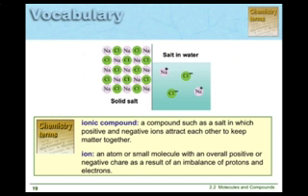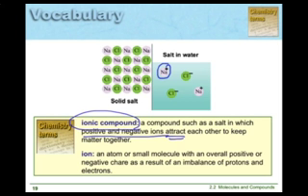All right, so here's some vocabulary that you need to have down. An ionic compound. It's a compound that's stuck together with positive and negative ions that are attracted to each other because they are oppositely charged, and they become oppositely charged through a transfer of electrons.